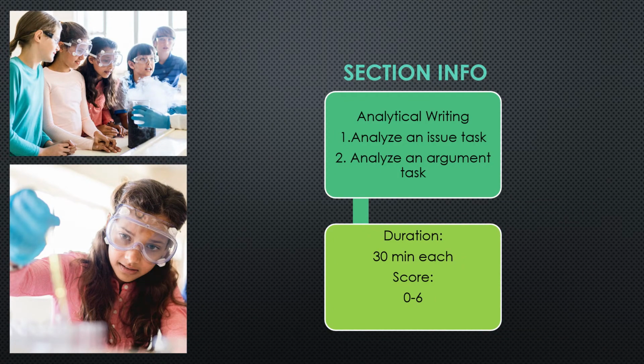So the very first section of the exam is analytical writing. This section is divided into two different questions. The first question is the analyze an issue task, and the second one is the analyze an argument task. Both of these are given a duration of 30 minutes each, and the score for this section is given on a scale of 0 to 6.